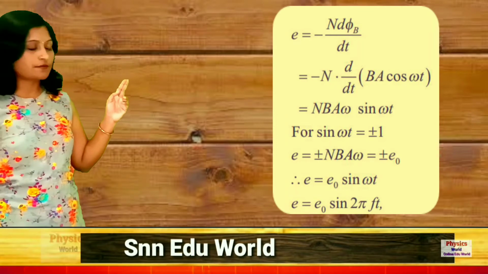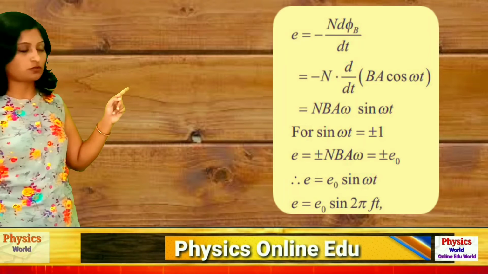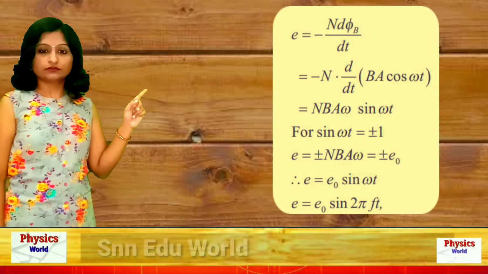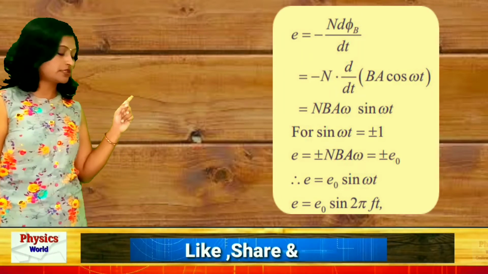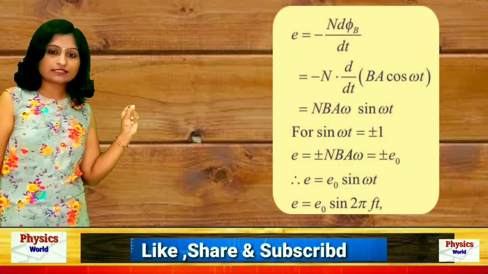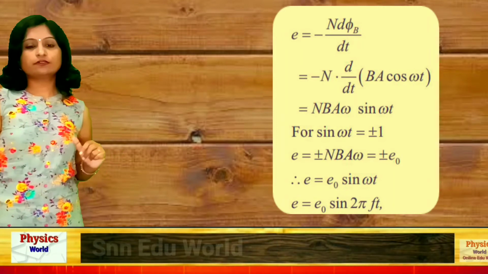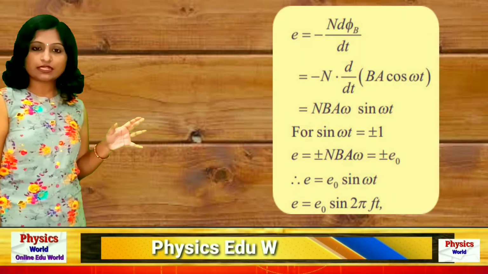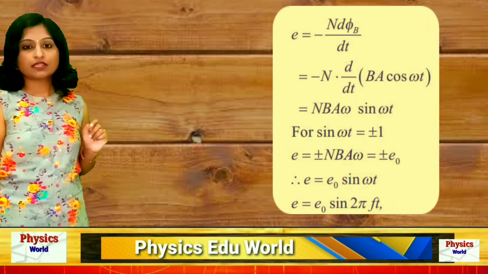So we substitute first the value of sin omega t in the previous equation. E is equals to NBA omega, and for the sin omega t ±1 असल्यामुळे त्या equation च्या सुरुवातीला plus minus लिहिलेलं आहे. So E is equals to ±NBA omega. This is the maximum possible value of the EMF in the generator. So ह्याला आपण आताच म्हणलेलं की we'll represent this with E naught. So replace this with ±E naught.